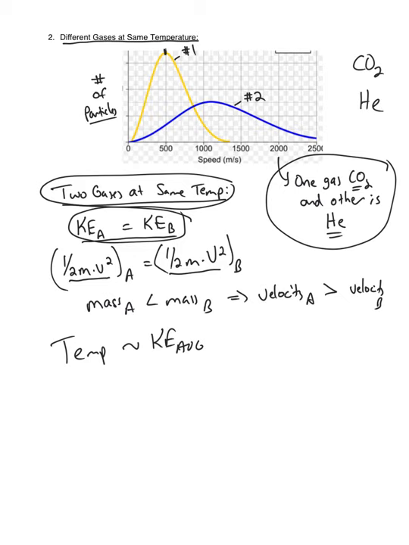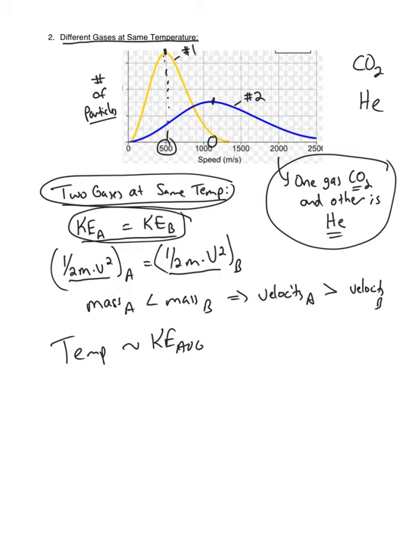The average velocity of the yellow graph is at about a speed of 500 meters per second. The blue graph, its average rate of speed is about 1,100 meters per second. The blue graph has its average velocities being much higher than the yellow graph.